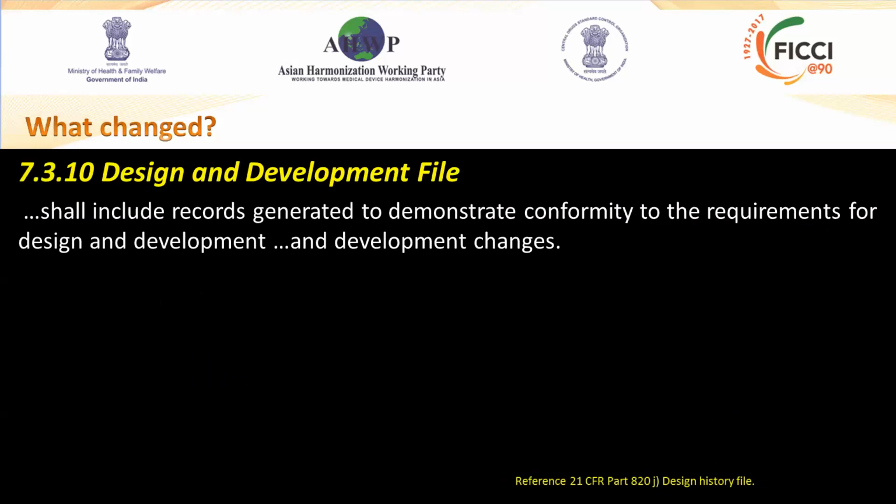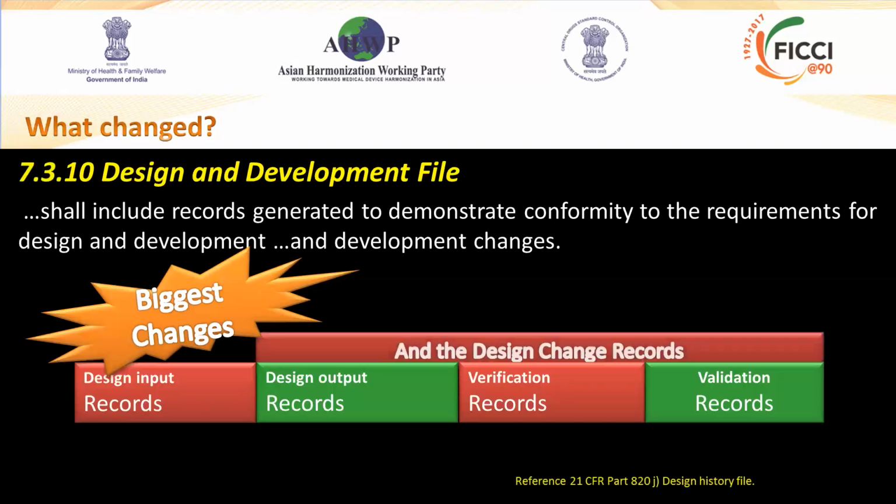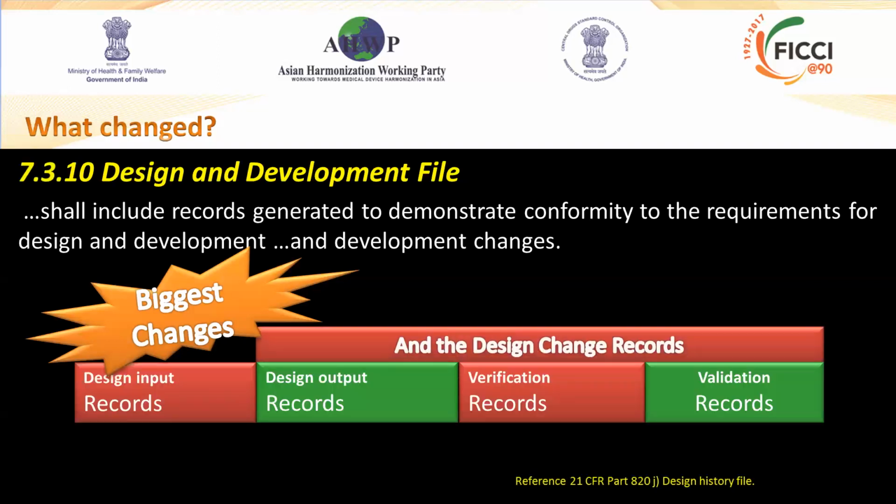So there's a design and development file, section 7.3.10. This is a completely new section, and it basically includes records generated to demonstrate conformity to the requirements for the design and development process. The US FDA calls this the design history file, so there's a little bit of an overlap there. For those companies that are already following the quality system regulation, this isn't really new at all, but it is a new requirement for the 1345 standard.